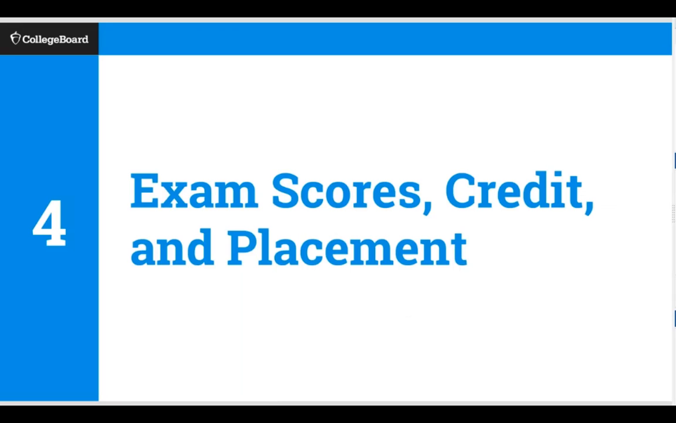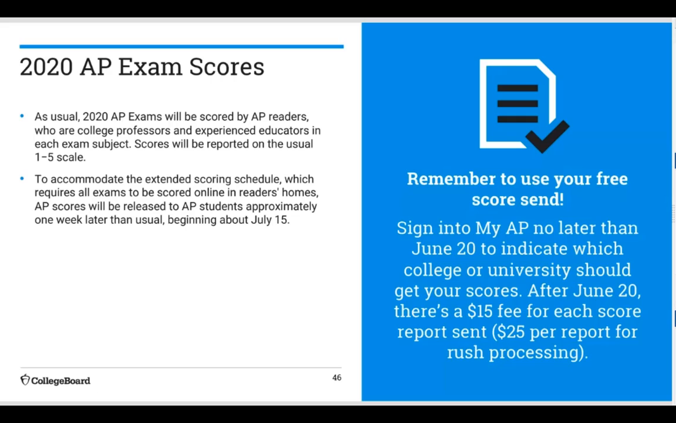Your exams will still be scored by AP readers on the 1 to 5 scale, and you should be getting your scores around July 15th. So it's about a week later than you usually get them. You can sign into My AP no later than June 20th to indicate which colleges or universities you want to get your scores. Remember, you have to decide that before you actually get your score. After June 20th, there's a $15 fee for each score report sent and $25 per report for rush processing. So definitely decide that early rather than later.